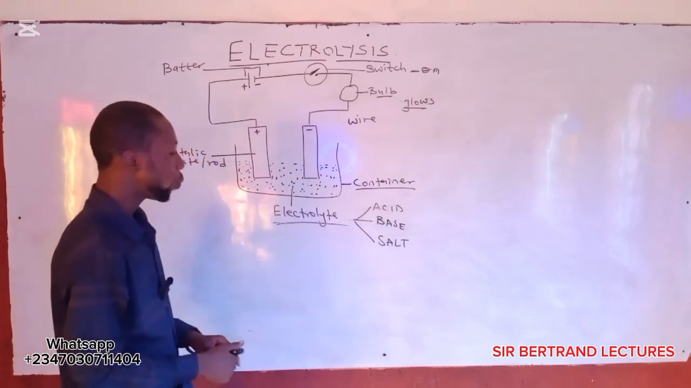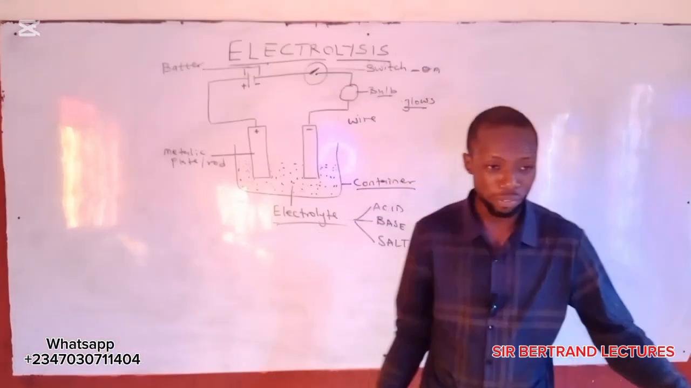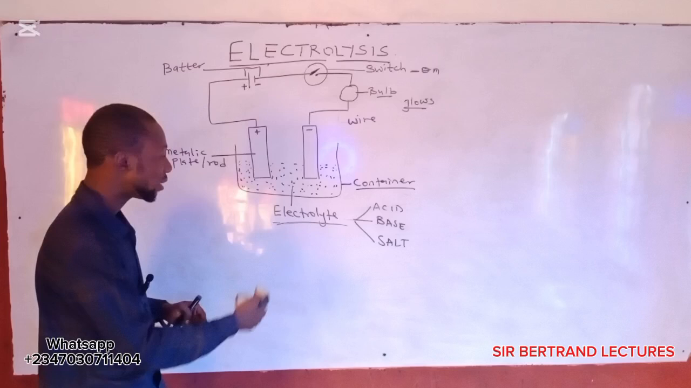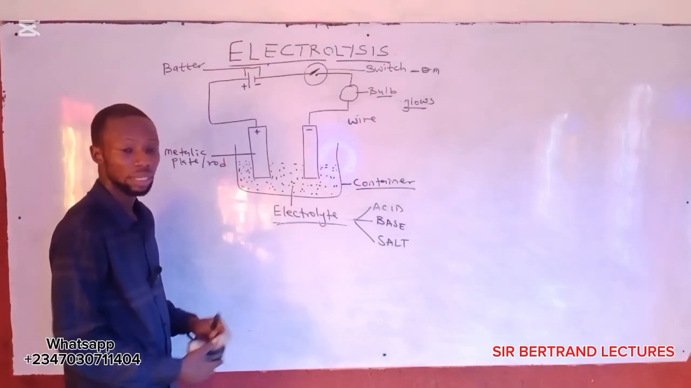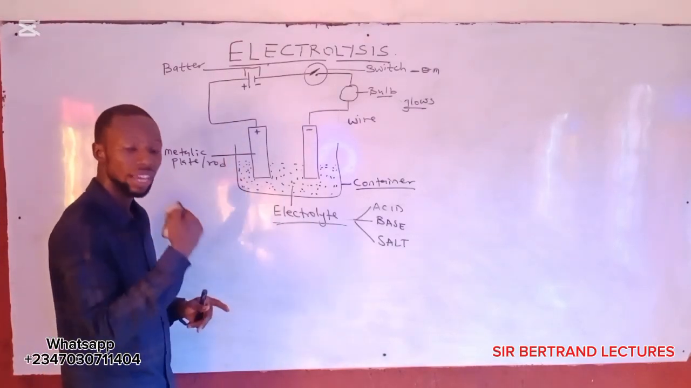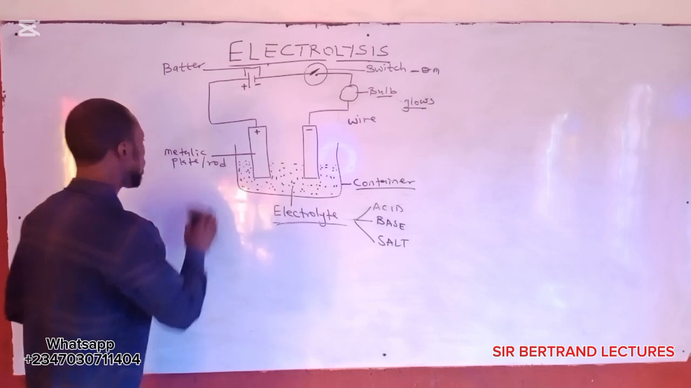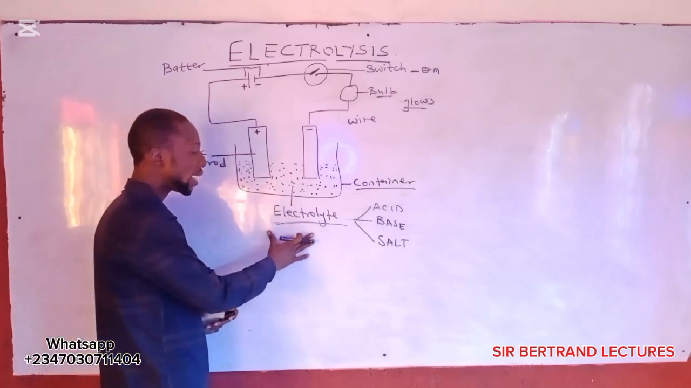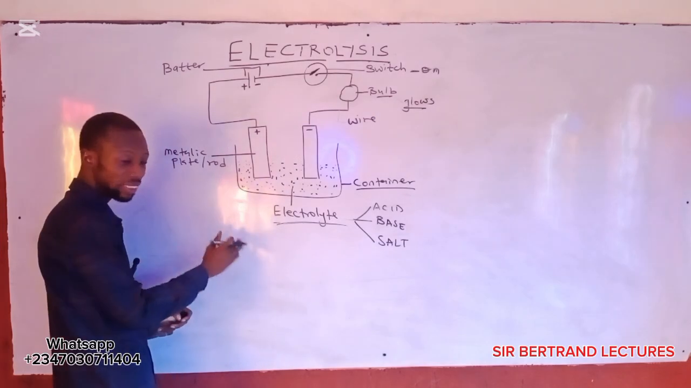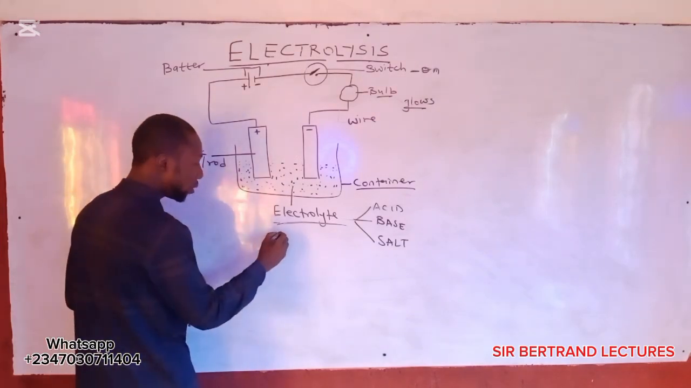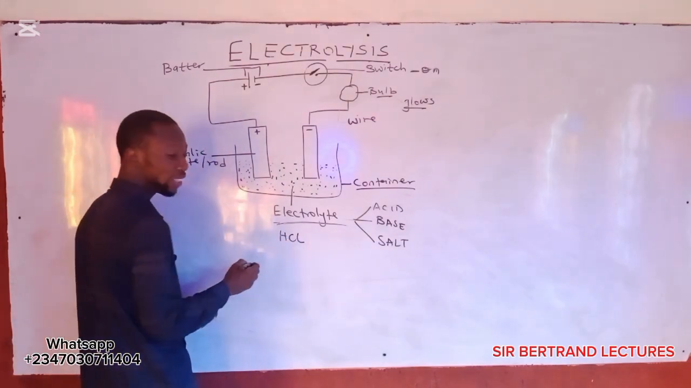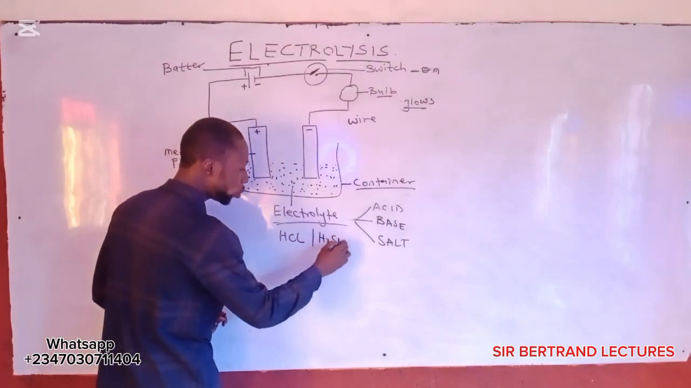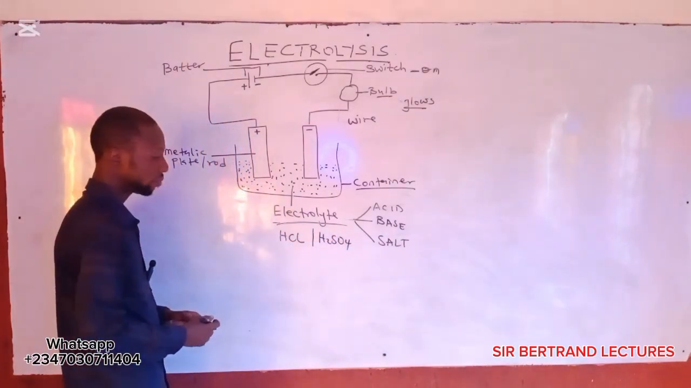Now we are going to look at another phase of these electrolytic cells. What I just discussed is the test for electrolytes, the practical aspect of electricity. Now, if this is an electrolyte, let's give a typical example. It can be hydrochloric acid, or it can be tetraoxosulfate(VI) acid.